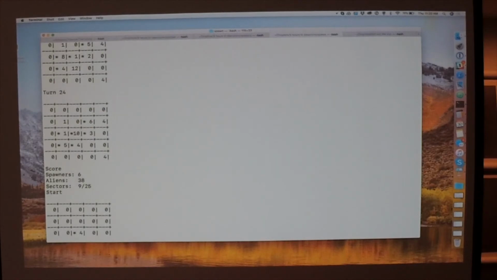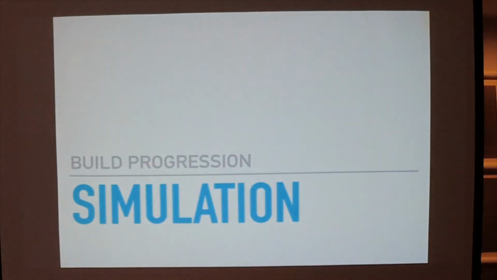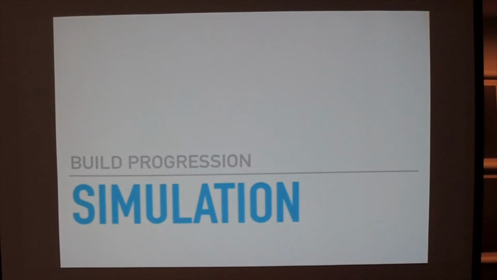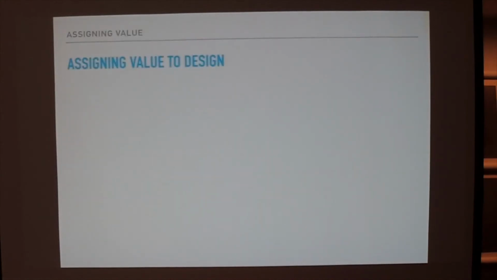So, and that code sample is on your USB stick. And by the way, all of the simulations that are on there are just things I whipped up really quickly. So please, I'm sorry there's not good documentation and all that. Yeah. So anyway, let's move on to assigning value to things.